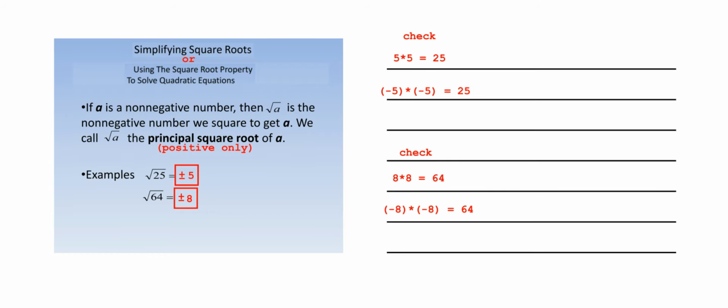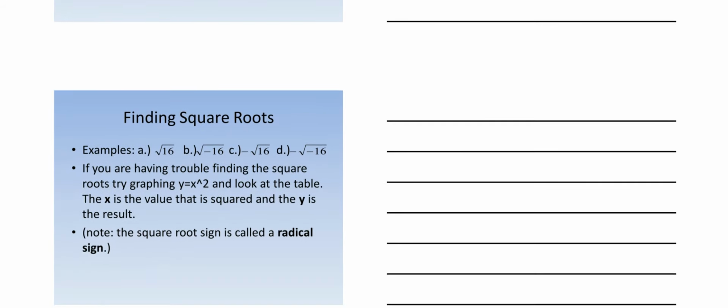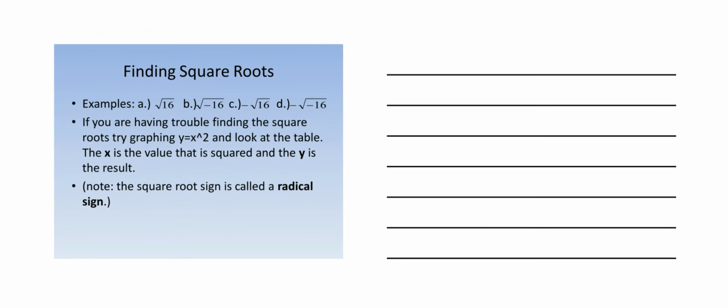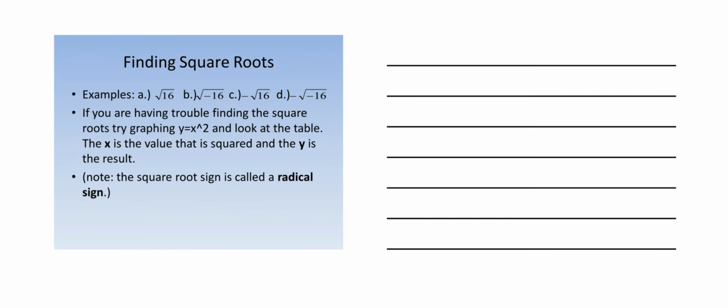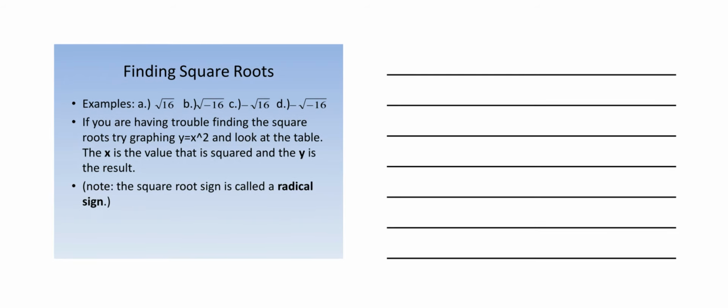All right. So finding square roots then. Examples. We have A, square root of 16, B, square root of negative 16, C, negative square root of 16, D, negative square root of negative 16. So if you're having trouble finding the square roots, try graphing y equals x squared and look at the table. The x value is the value that is squared and the y value is the result.